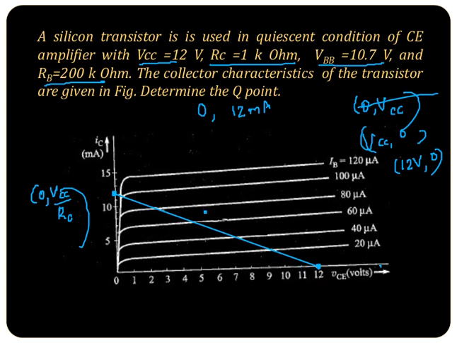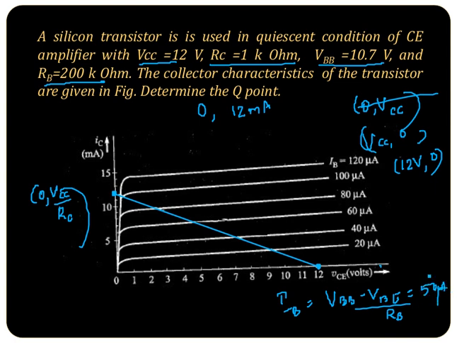So we should know the operating point on the load line where the transistor is operating in this quiescent condition. For that we should know the base current. How will you find out the base current? IB is equal to VBB minus VBE by RB. What is VBB in this question? 10.7 volt. What is VBE? It is a silicon transistor, so it is 0.7 volt. And RB is given as 200 kilo ohm. If you substitute these values for VBB, VBE and RB, you will get IB as 50 microampere.